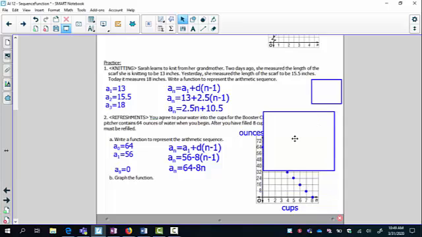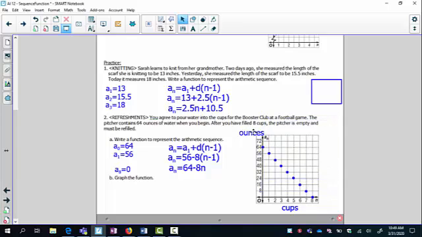When you're graphing these, be sure to label your axes. So I have ounces on the f of n axis and cups on the n axis, and they have a sub n here, so either one. And as you can see, this is a linear function. Great, so let's move on to the geometric sequences.